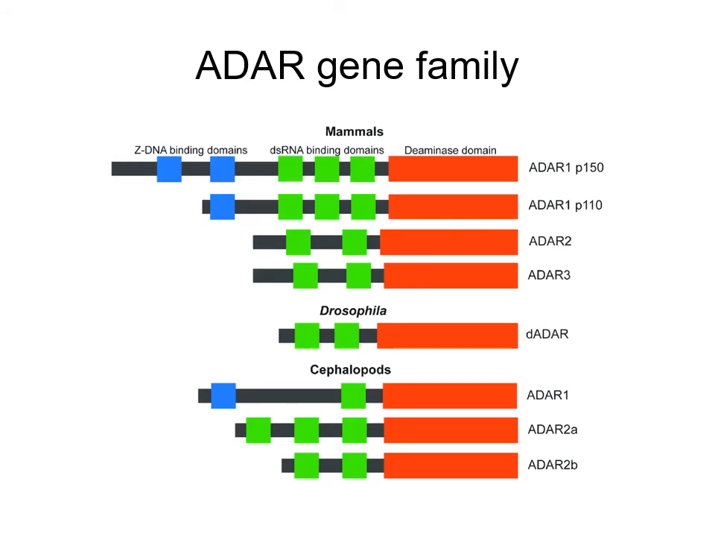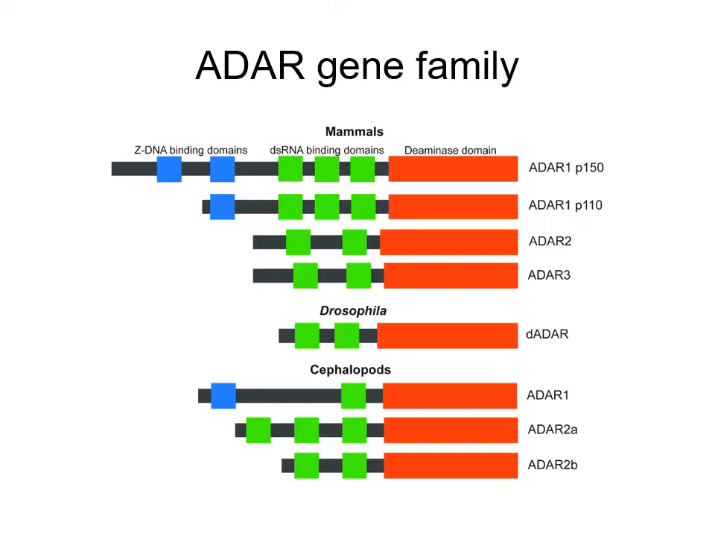Okay, a few other things about the ADARs. It is a gene family. In human, we actually have three. We've got ADAR1, ADAR2, and ADAR3. The two ADAR1s that are shown here are protein isoforms that are created by different splicing of the mRNA. So they're the same gene, but they produce two different proteins.